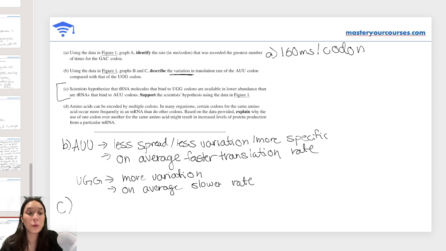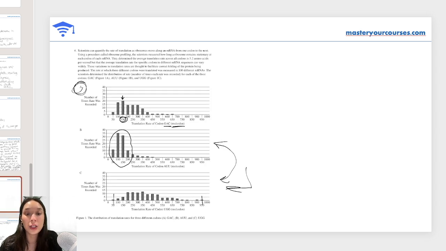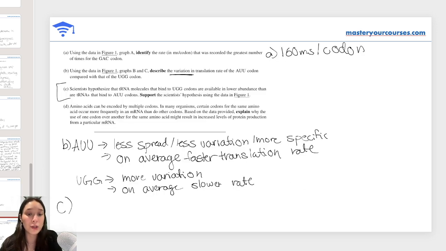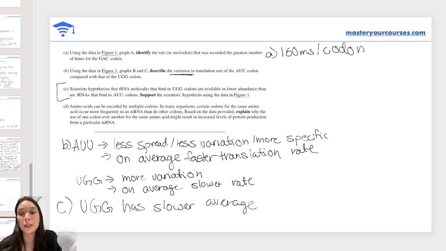So that does make sense with our data, because when we looked at UGG, we said on average the rate is much slower, because you're getting most of the bars around this region here. I would say maybe on average about 350 is where that middle part is, whereas here you're getting the highest amount around 100. So it's very clear that this one is going a lot slower, like we indicated in part B. I would maybe re-mention it. So it does make sense with figure 1, because UGG has slower average translation rate.